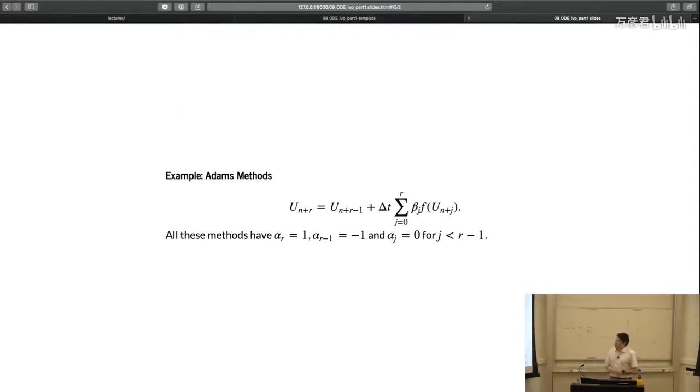This is the general form of them. This is the Adams methods, which is assuming a very specific type. So we have u_{n+r}, which is actually the thing we're trying to calculate. u_{n+r-1} is then this u_n, the thing we know. And then we have a bunch of function evaluations, f, going all the way back as far as we want. So this is just a particular type of linear multi-step method.